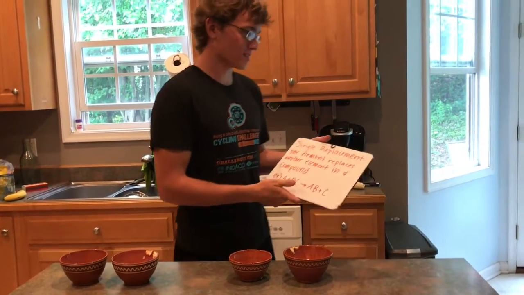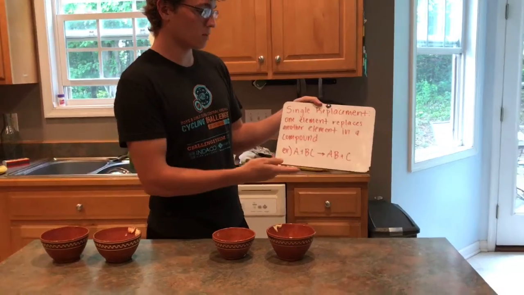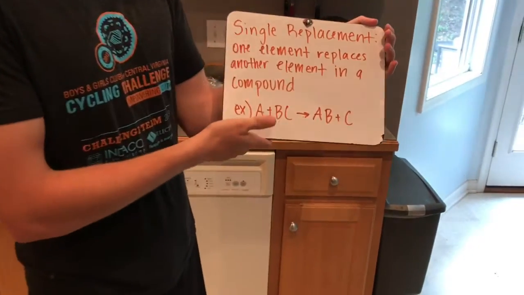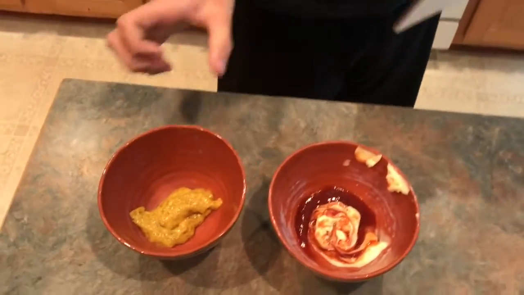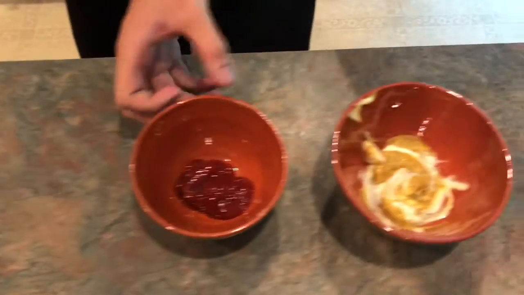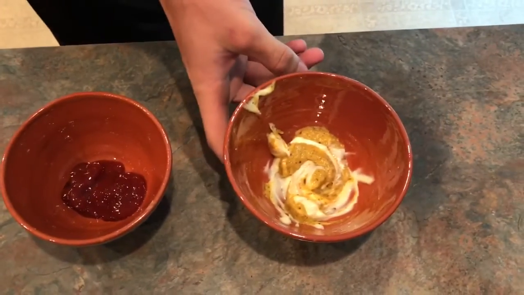Alright, our next type of reaction is single replacement. So that's when one element replaces another element in a compound. So our technical example is A plus BC equals AB plus C. And our food example is mustard plus ketchup and mayonnaise mix equals ketchup plus mustard and mayonnaise mix.